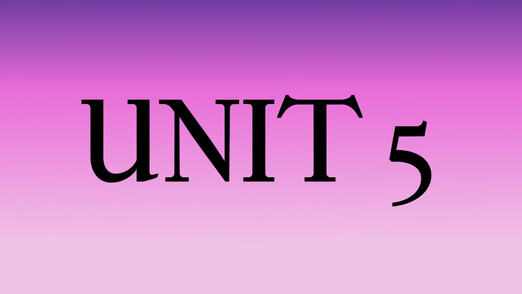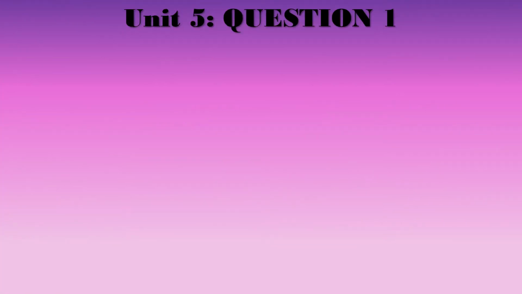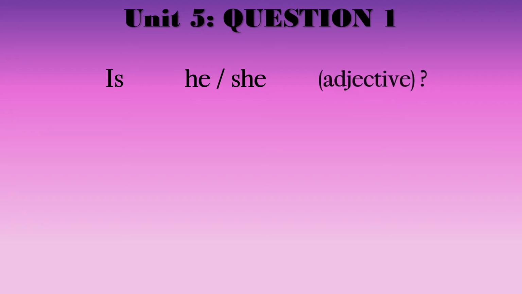Unit 5. Okay, so let's look at question number 1 for Unit 5. So the question word is... And then we need to ask about the people. So is he or is she? And then we need one more word. The adjective word. Is he tall? Is she young? Is he handsome?